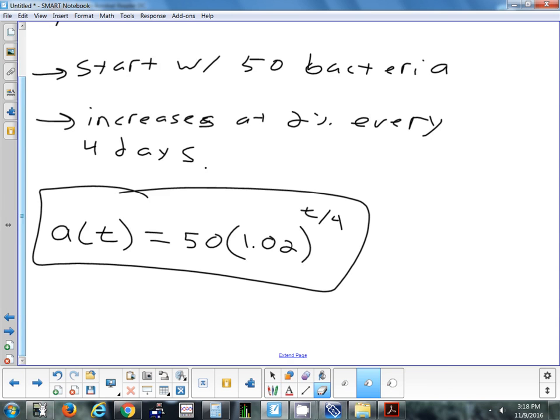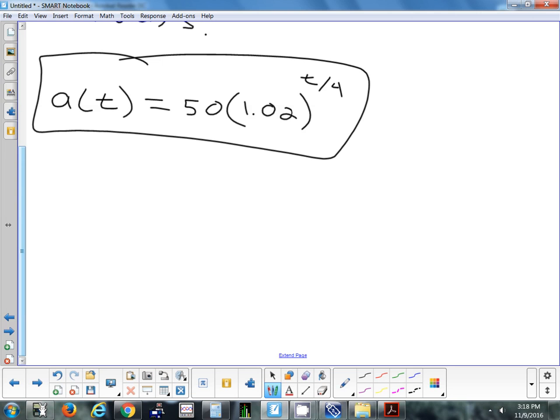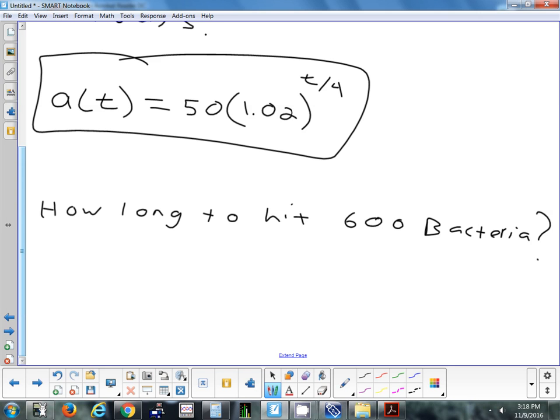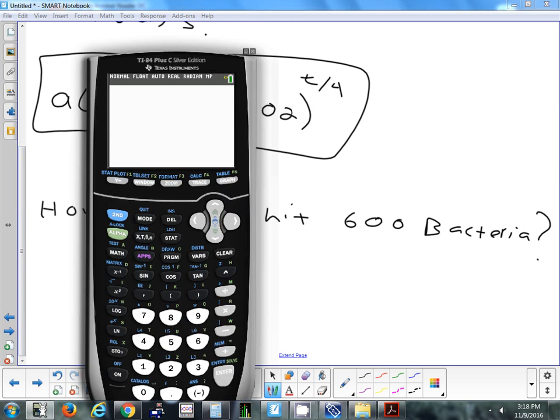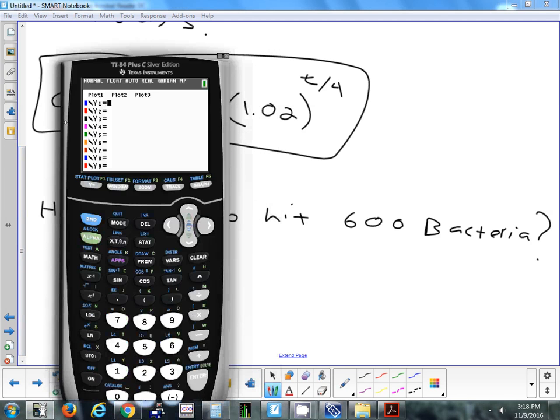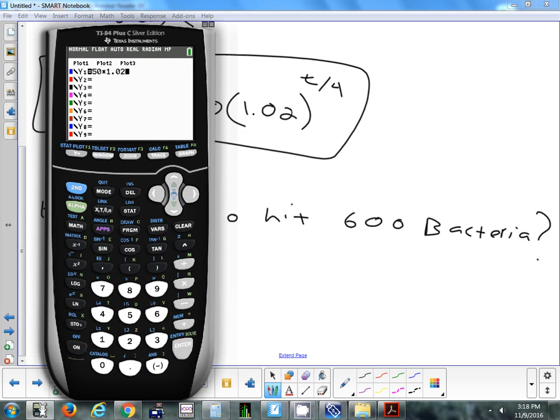Now let's figure out how long before we hit 600 bacteria. So type the formula in that we've got: 50 times 1.02 to the x, that should be divided by 4. And then 600. And then you have to fix your window. The minimum number of bacteria is 50. I'm going to max out at 600, so I'll go a little higher.